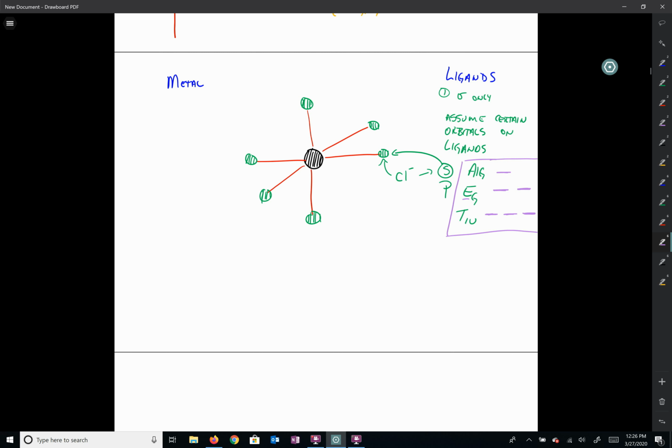So there are the orbital sets that I have on my ligands. If I go through, I can do the same thing on my metal. Now remember, on my metal I have my S, my P, and my D also.